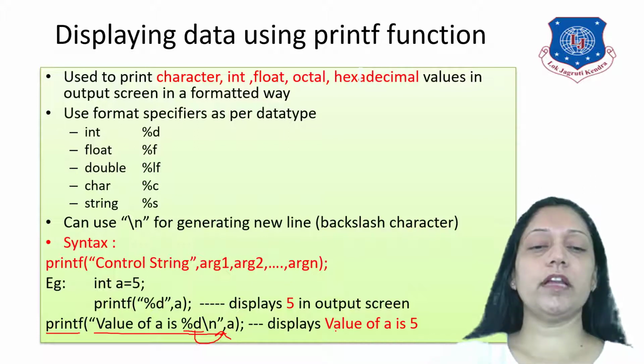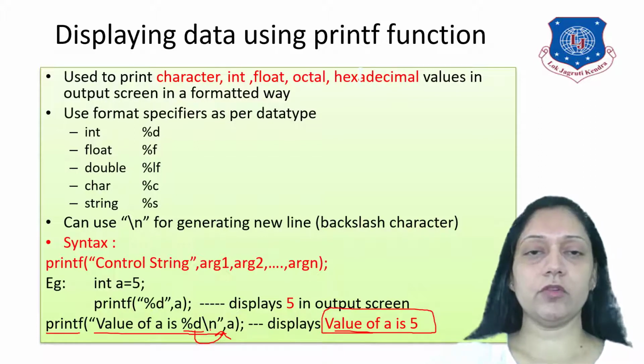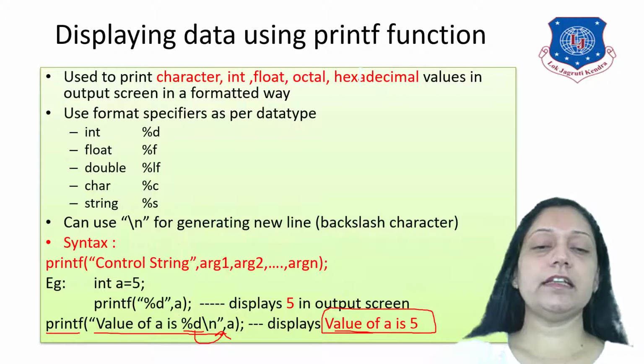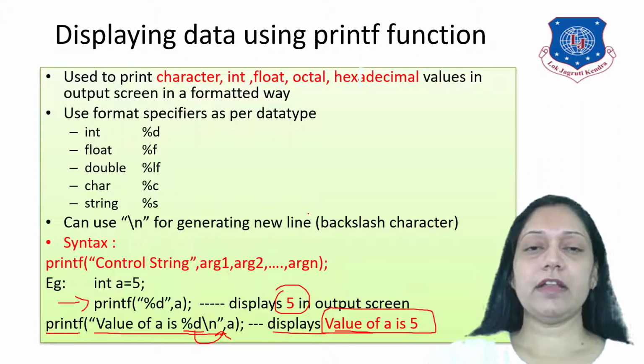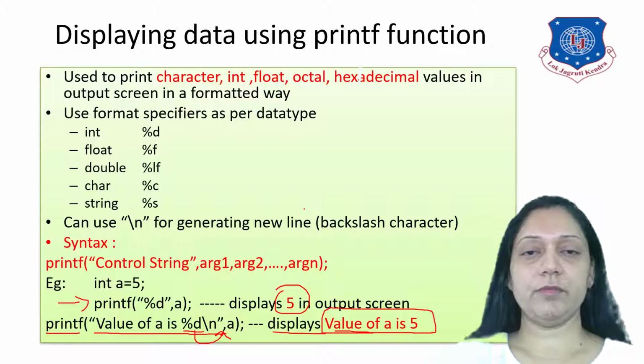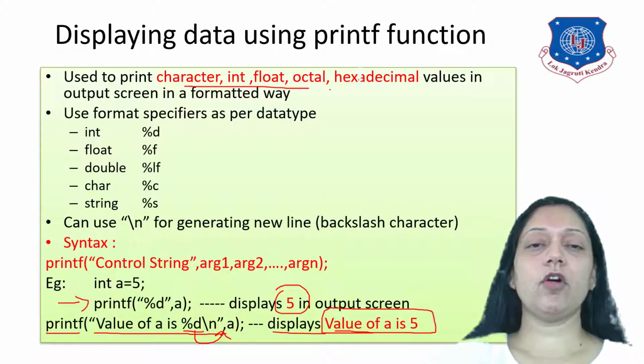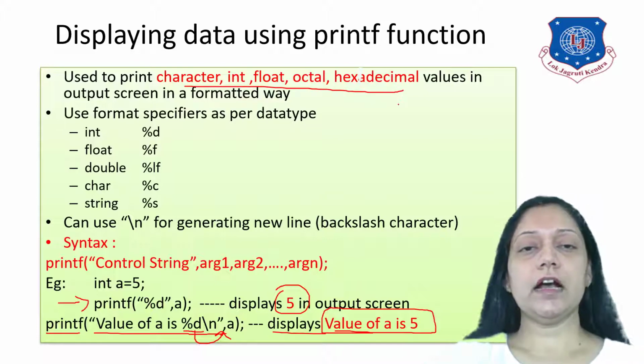So the final output that you will get is "value of a is" as it is, because it is mentioned in double quotes in your control string, and instead of %d, the value of a is displayed, that is 5. So this was about your printf statements. Let's see one example of a printf statement for displaying all these values using a C program.